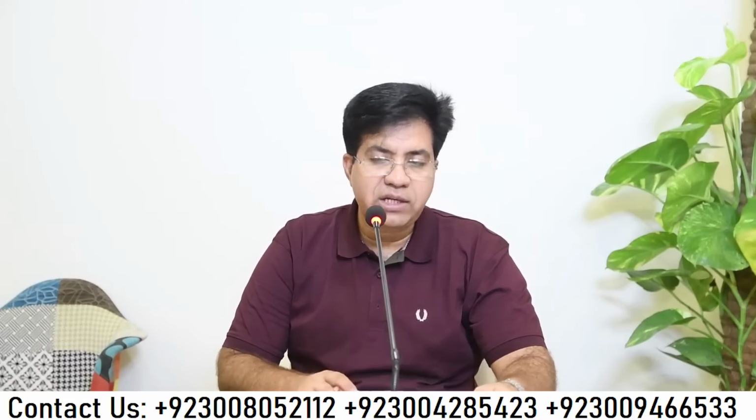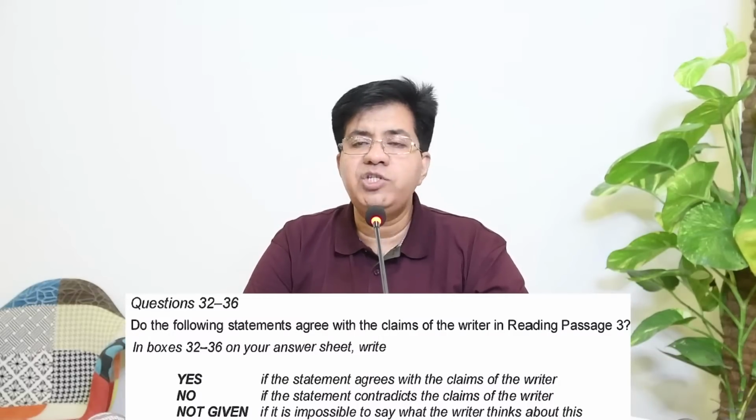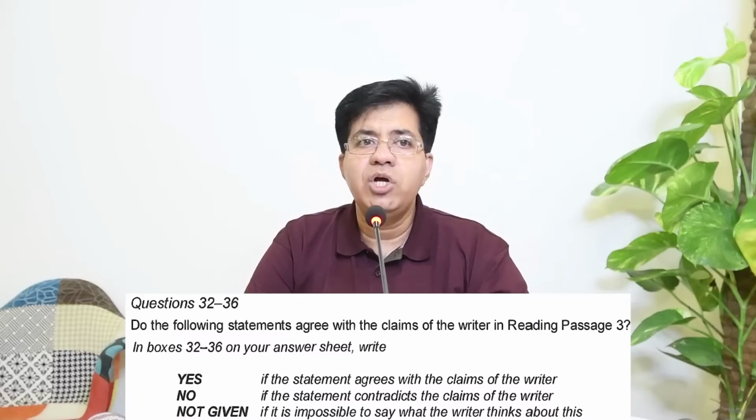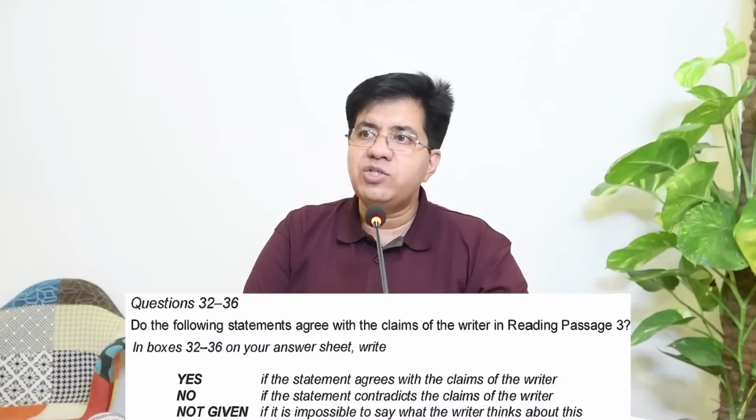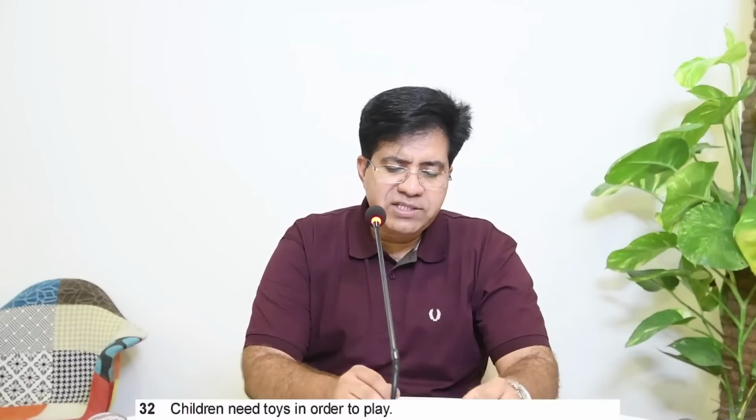Question number 32 to 36, yes, no, not given. Now, you know we've already done yes, no, not given. So once again, we have yes, no, not given. A question type may be repeated. And the most repeated question types are sentence completion, true, false, not given, yes, no, not given. They are repeated often. Children need toys in order to play.